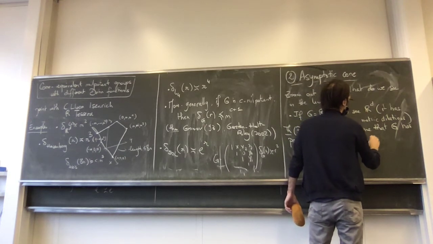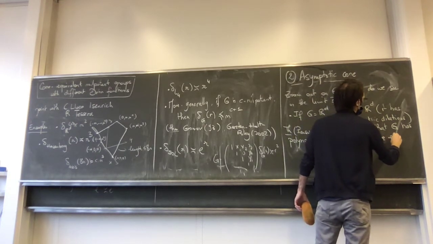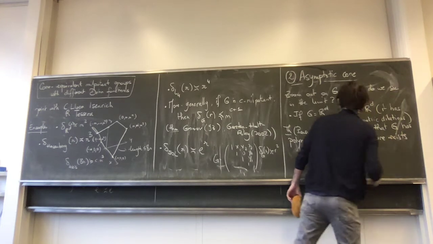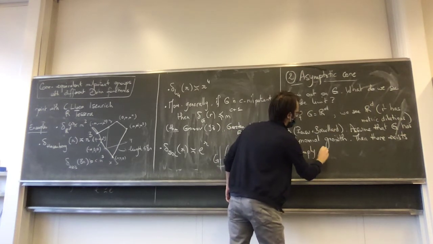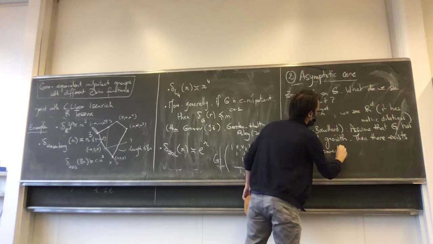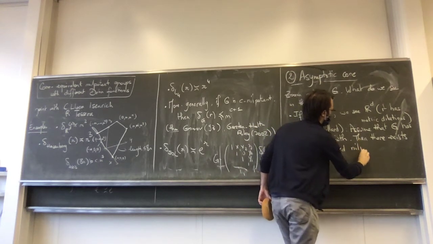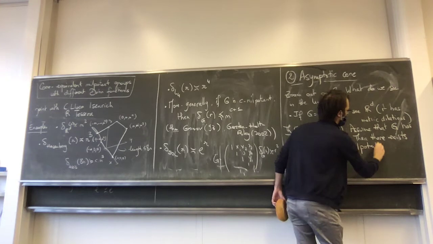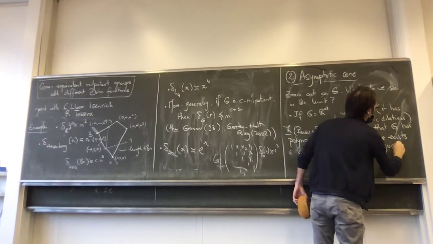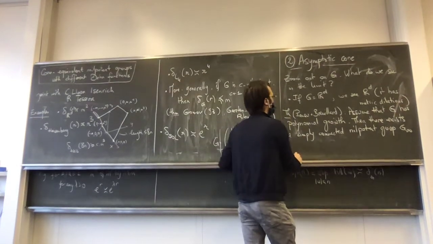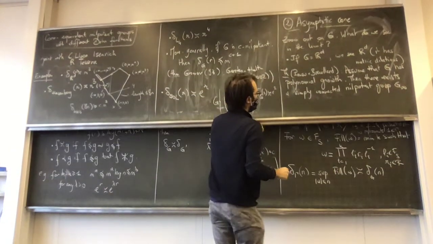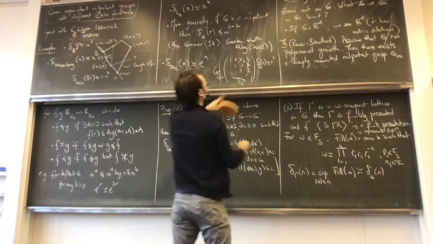Assume that G has polynomial growth. Then there exists a simply connected nilpotent group G infinity. Okay, I will continue on another board.